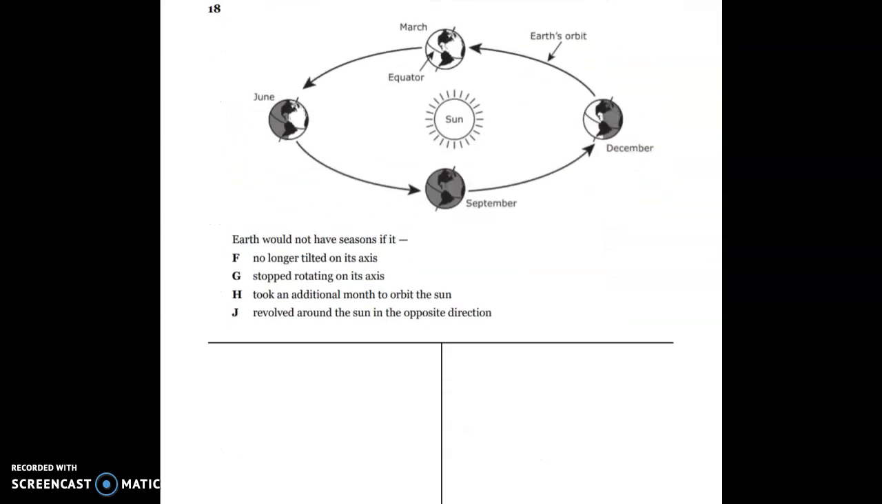Number 18. Earth would not have seasons if it no longer tilted on its axis, stopped rotating on its axis, took an additional month to orbit the sun, revolved around the sun in the opposite direction.